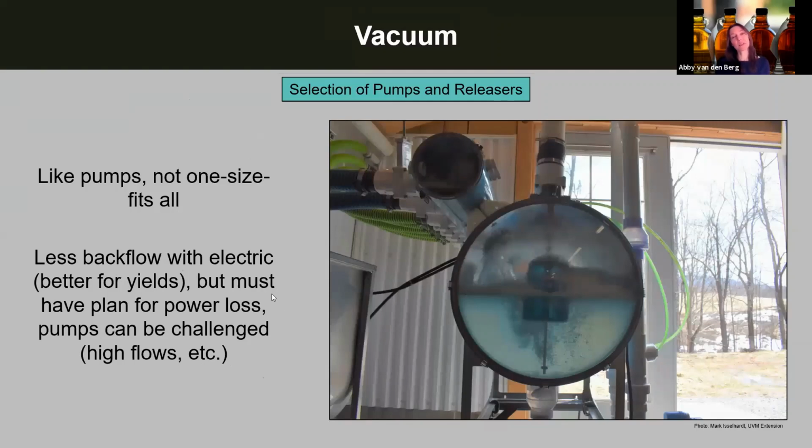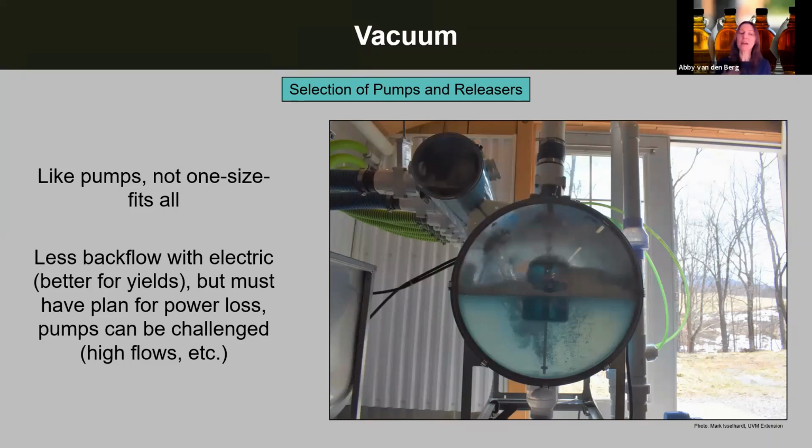Okay, and releasers are sort of like pumps in that there's not a one-size-fits-all releaser for everyone. Clearly, with electric releasers, we have less backflow. So this is going to be better for yield ultimately, as we'll talk about when we talk about sanitation. But of course, they require power, so you need to have something to mitigate what's going to happen, and what are you going to do if there is no power? Because that's something that might happen in a sugar bush somewhere, that you might lose power. Has that ever happened to you?